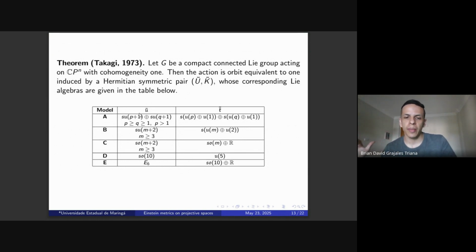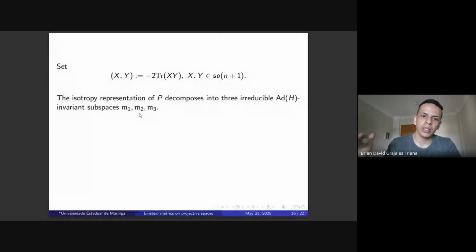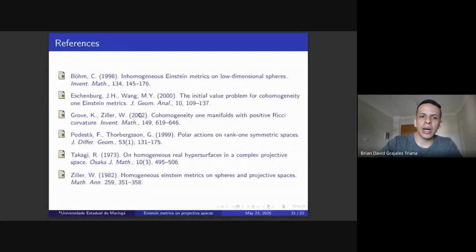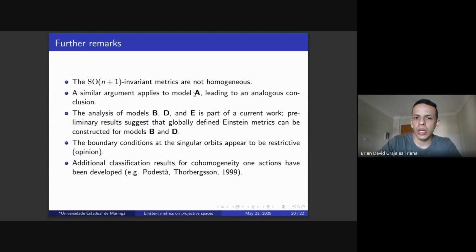You can also find an invariant surface that does not fit with the final condition. The initial condition fits, but the final condition doesn't. So you have a similar analogous result for model A. The analysis of the other models, B, D, and E, is part of the current work we are doing. I think it's very difficult work because the analytic tools, in my opinion, are strong. For me, it's difficult. But preliminary results suggest that we can construct a globally defined Einstein metric for those models, at least for models B and D.